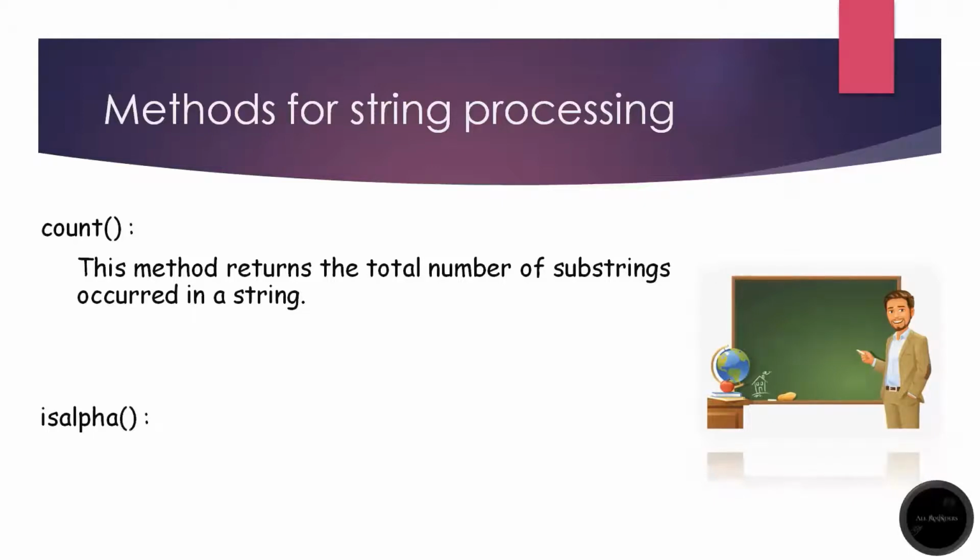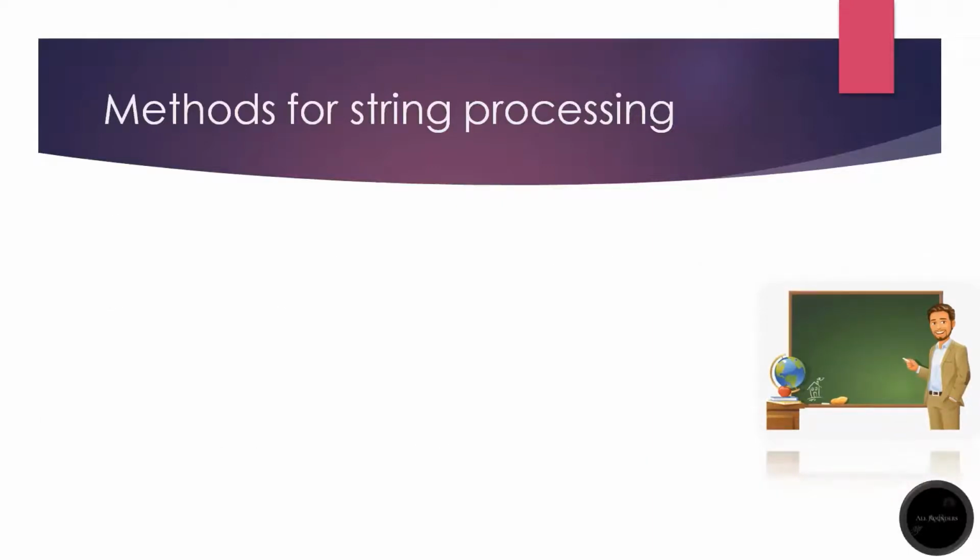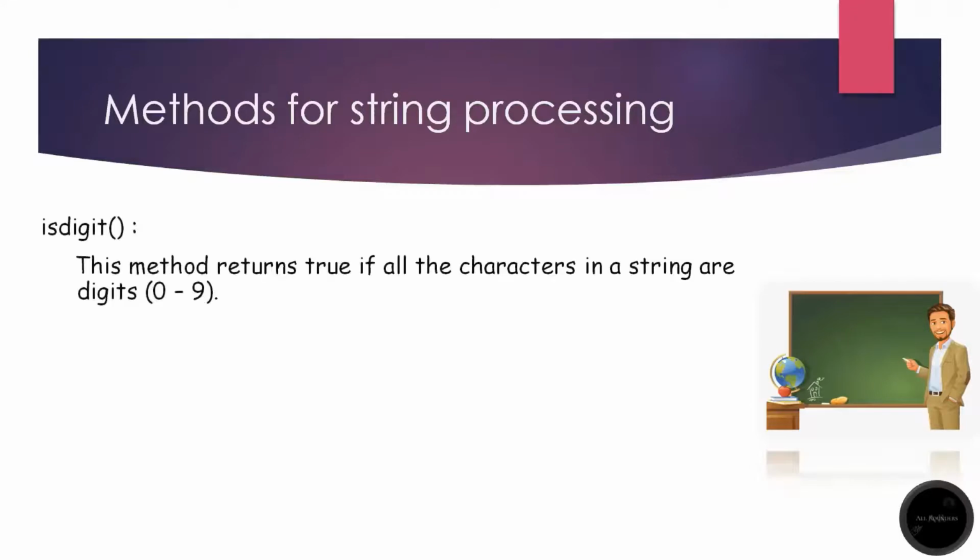Then we have isalpha. This method returns true if all the characters in a string are alphabetic. So now guys, we have isdigit. This method returns true if all the characters in a string are digits, from 0 to 9. Suppose in a variable you store a string, and in that string you write a number like 999966. If you use the isdigit function, then it will return true. And if any single letter is present there, then it will return false.